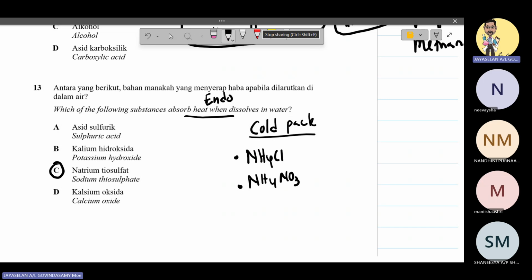You see the book, I already wrote everything for the cold pack. For the cold pack we have potassium nitrate, and one more, sodium thiosulfate. All this is in the cold pack. Because every time we memorise only these, these two we do not focus on. So please remember, check the book. Inside the book, for the cold pack, I already listed everything, and the hot pack, I already listed everything.